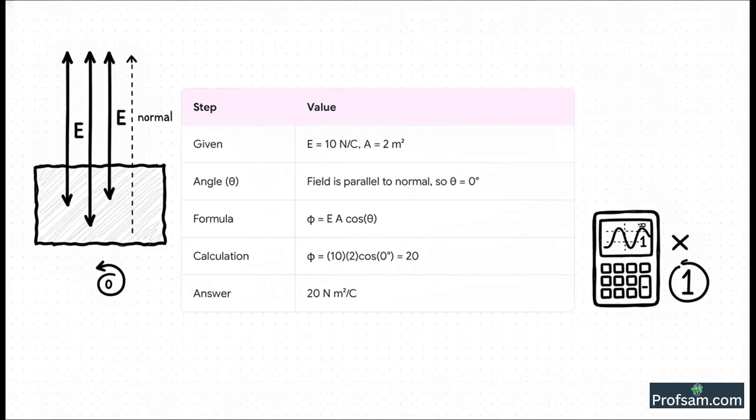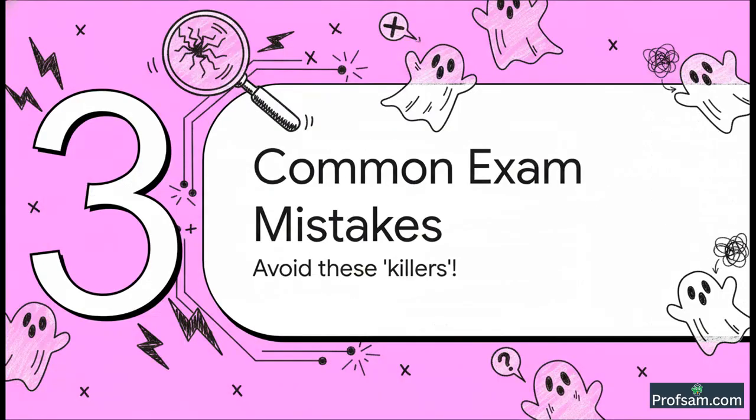Flux is E times A times cos theta. That's 10 into 2 into cos of 0. And cos of 0 is 1. So the flux is just 20. The units are Newton meter squared per coulomb. Easy, right? Okay, now for a really important section.